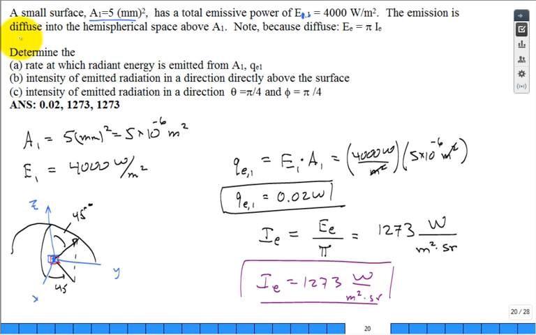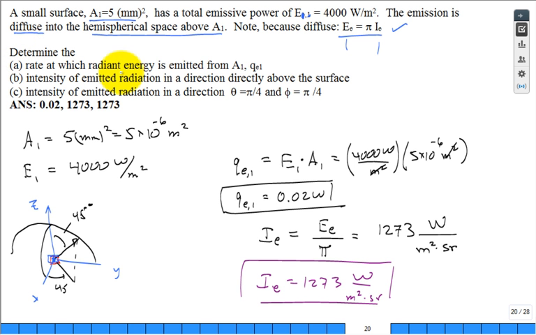The emission is diffuse into the hemispherical space above the area 1. There's no directional preference. It's a diffuse emitter. Note that because it's diffuse, E is equal to pi I sub E. That's the equation we just derived and used, relating intensity and the emissive flux or power.